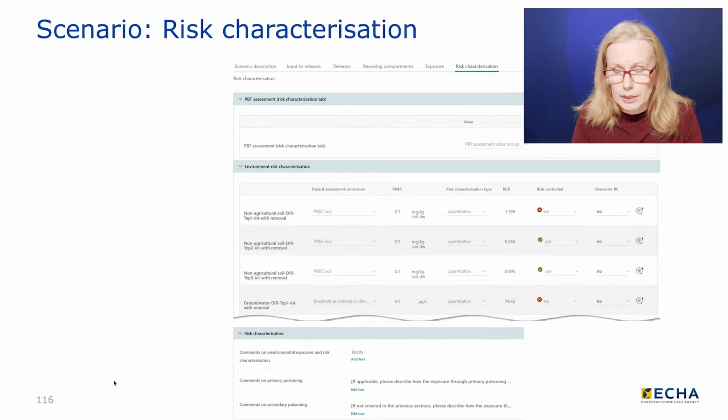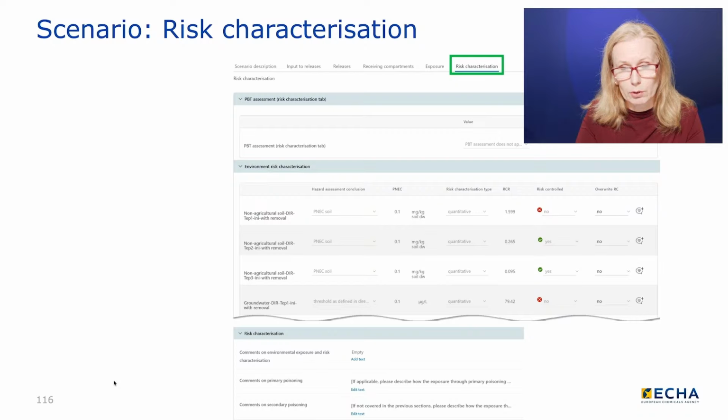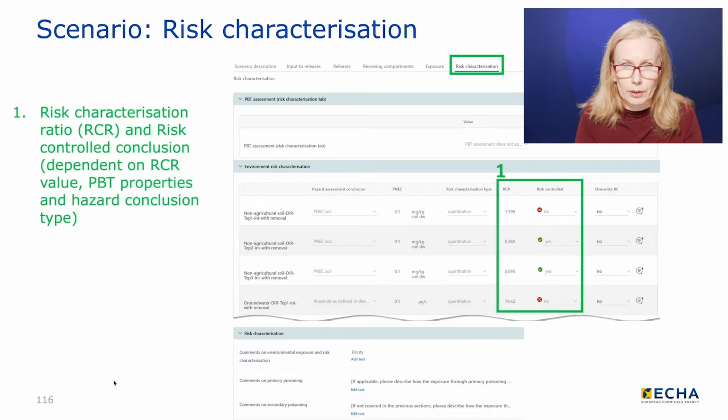The risk characterization tab is very similar between REACH and biocides and provides similar function. It is also very similar to the tab which we just saw, which was on exposure. The most important information in the risk characterization tab is the risk characterization ratio and the risk controlled conclusion, which is in fact a flag, either a red flag or a green flag, where red flag stands for unacceptable risk and green flag stands for acceptable risk. This flag is dependent on the risk characterization ratio value, PBT properties, and hazard conclusion type.